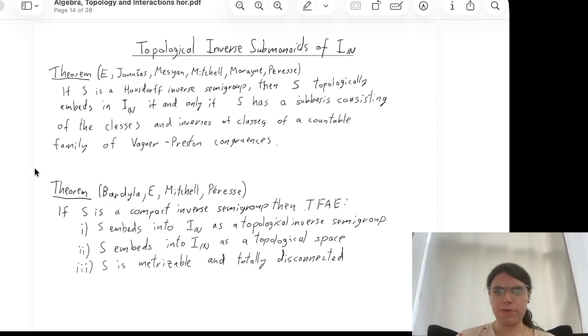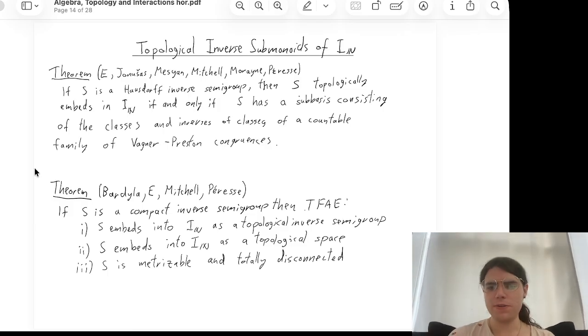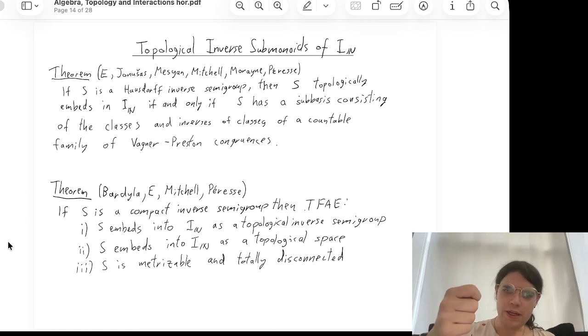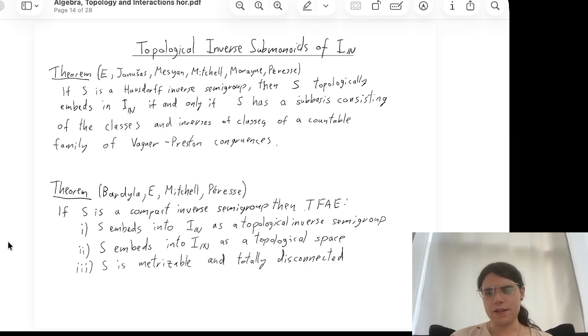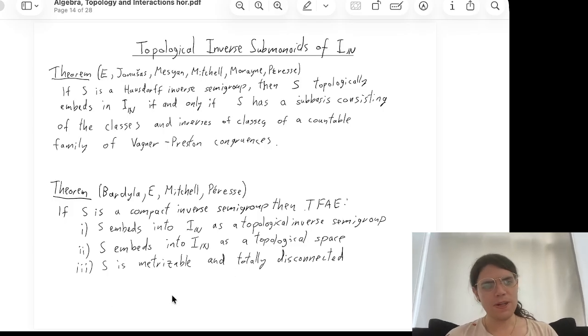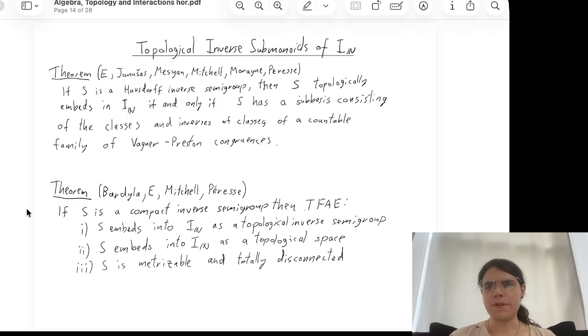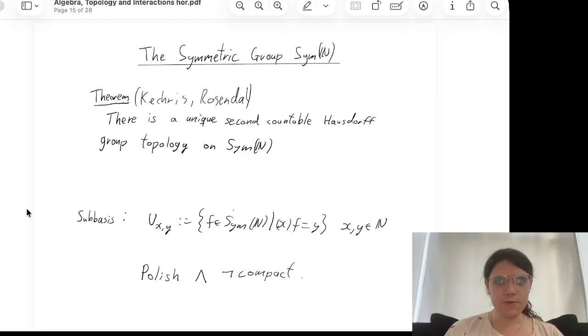Okay, and similar to before, if you assume your thing is compact, then embedding is entirely a topological thing, which is very cool. So if you have a compact inverse semigroup, then it embeds into IN as an inverse semigroup if and only if it embeds into IN as a space. And as I mentioned before, IN is the same space as n to the n. So this is the same as being metrizable and totally disconnected. So almost everything just works nicely for IN the same way it works for n to the n. So it's a very nice object. And obviously I can't forget group theory.